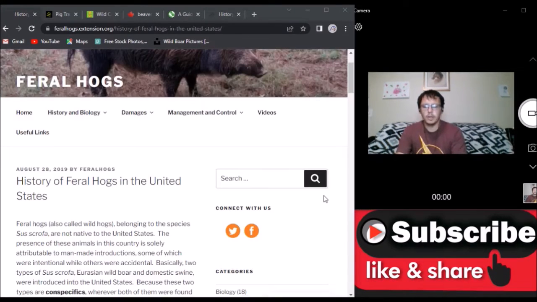This article here might be more of a longer history. This was supposed to be August of 2019. I don't know when the other one was. I think the other one was the recent one in 2022, but I could be wrong there. But anyway, this article belongs to feralhogs.extension.org, so let's check it out. I mean, can't hurt. Make the video a little bit longer.